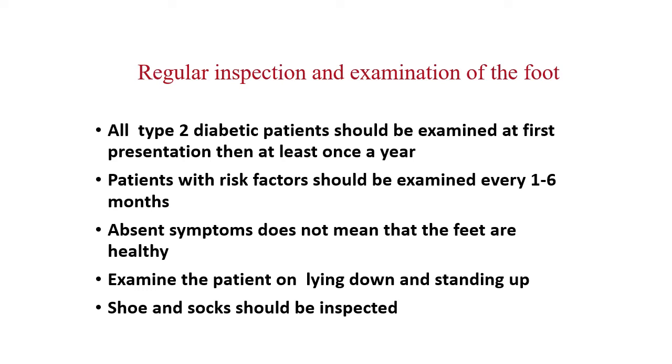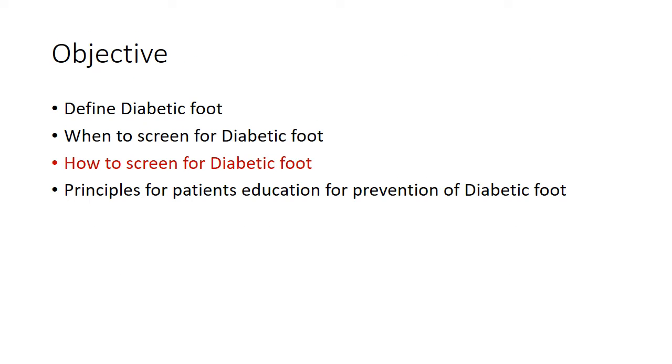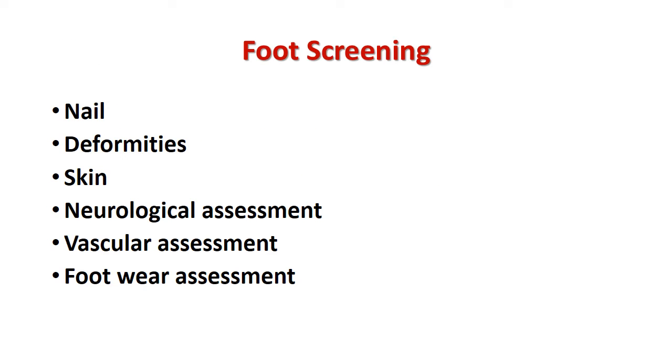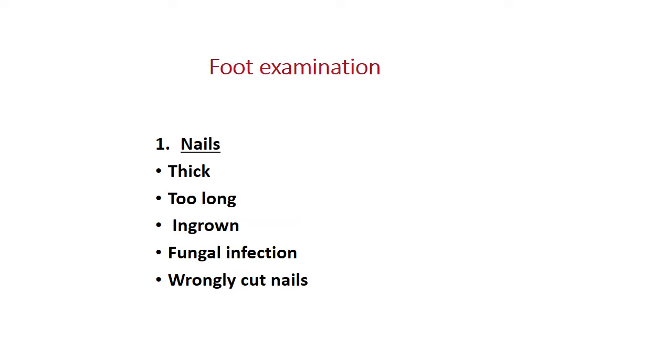This is part of your screening, and this is part of your sheet. One of the items about the screening of a diabetic patient is shoes and socks, because this is a cornerstone in the causes of foot ulceration in diabetic patients. Now we know when to screen, how to do it. Foot screening involves 6 major items. We need to examine the nail, examine for deformities, examine the skin, neurological assessment, vascular assessment, and as we said before, lastly is footwear assessment.